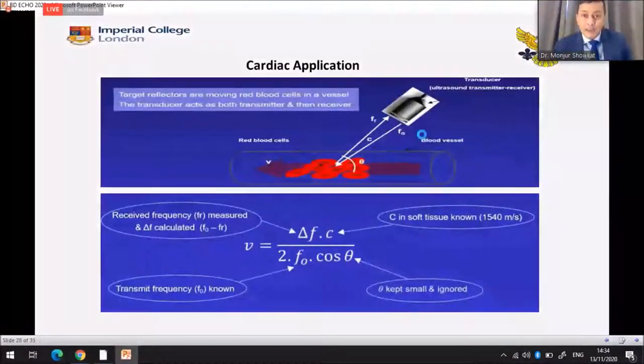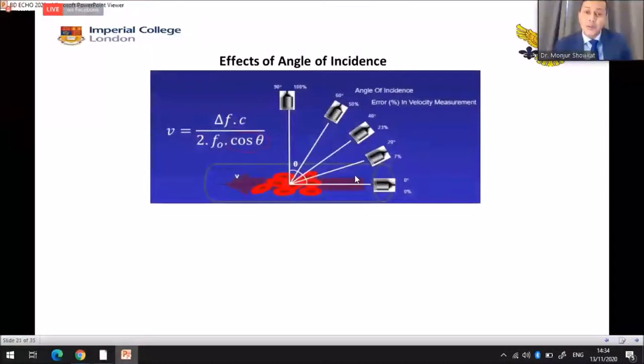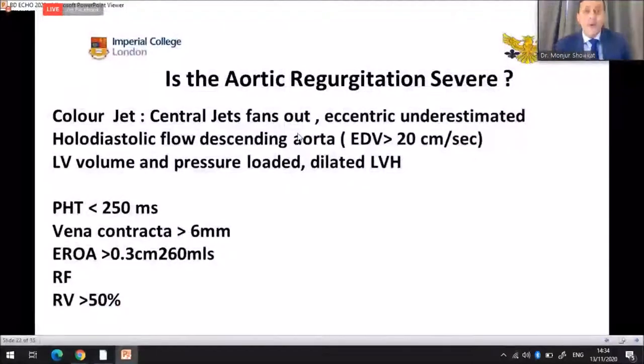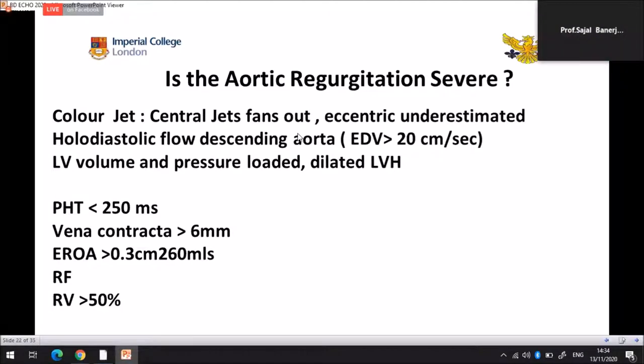Moving on. Another important thing when you assess the valve is to focus on aligning your probe with the flow. Normally we expect not more than 30 degrees, ideally 20. If it is 90 degrees, you will not get any flow. So when you assess aortic regurgitation, we need to look at a few things, such as pressure half time and vena contracta.